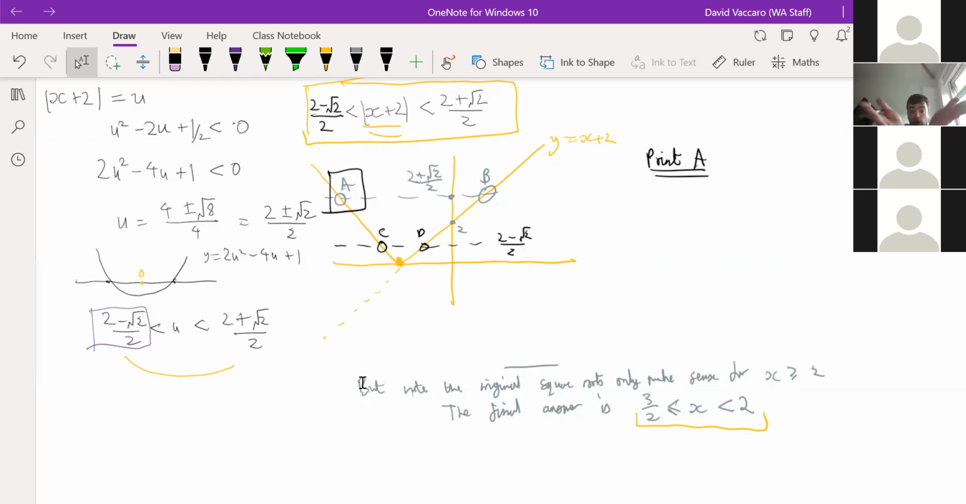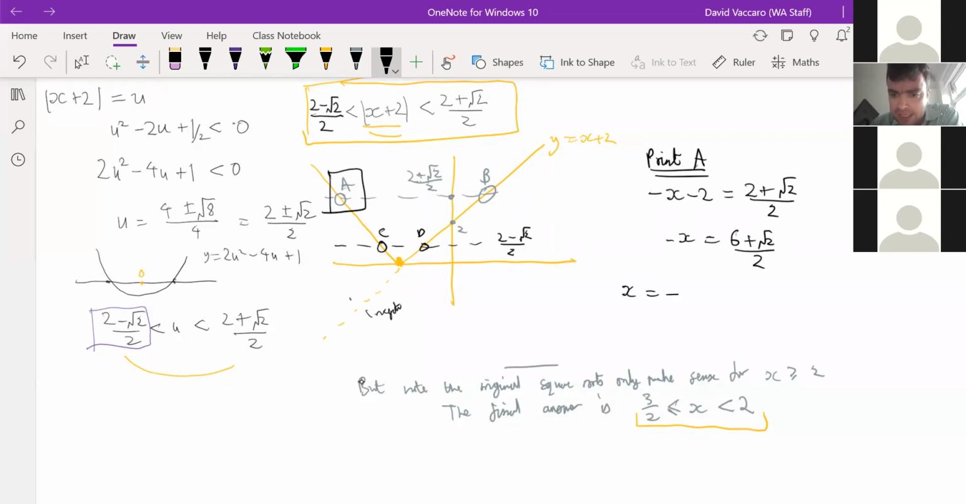So think about how I got the graph of the function y equals modulus x plus 2. I drew the line, and then when the line became negative, I flipped. Now the point A will be on that flipped branch. So for point A, I want the flipped branch, which is negative x take away 2, to equal the upper limit, which is 2 plus root 2 over 2. Okay, so now if I add 2 to both sides, I get something like negative x is equal to 6 plus root 2 over 2. So x is negative 6 plus root 2 over 2.